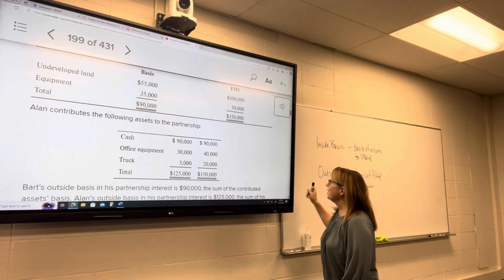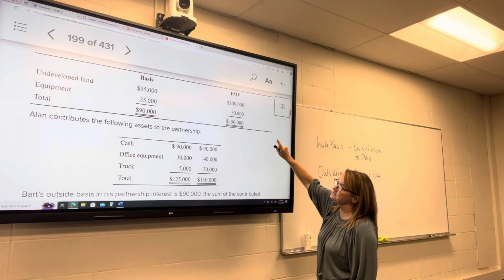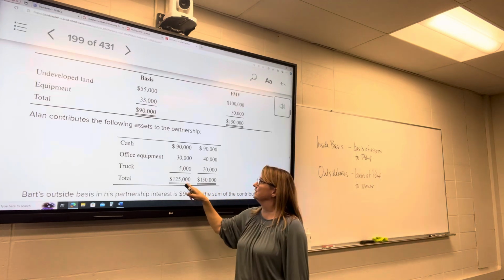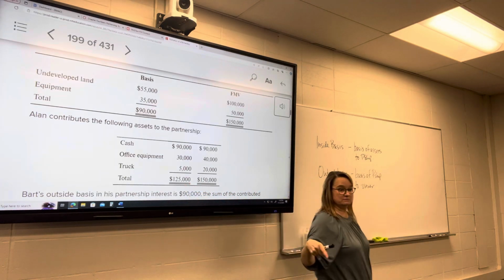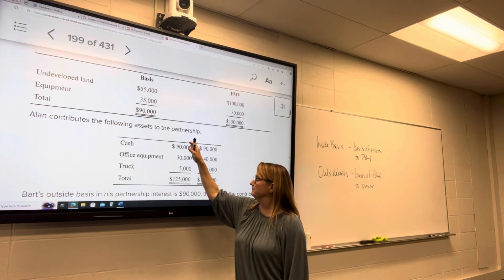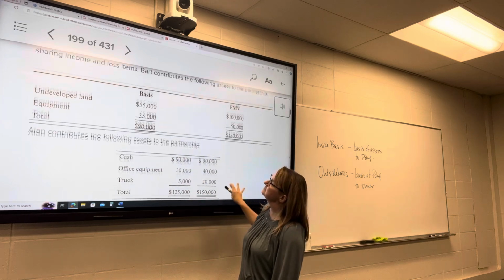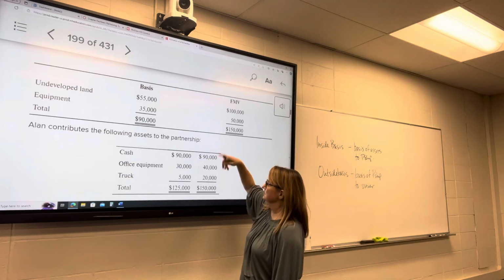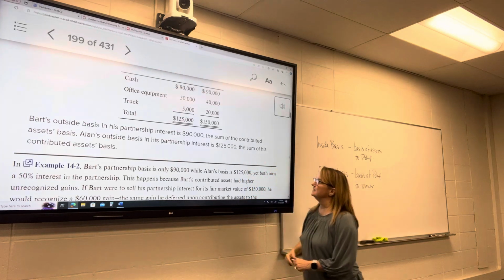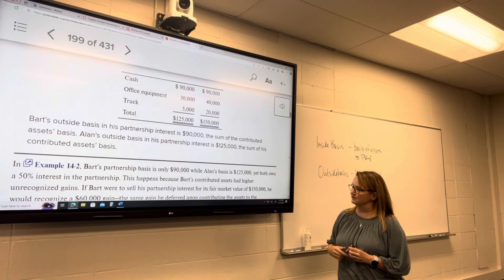Okay, the partnership itself now has a basis in all of its assets of what? $215,000. Right? The basis of what Alan contributed, and then the basis of what Bart contributed. So Bart's outside basis, $90,000. Alan's outside basis, $125,000.